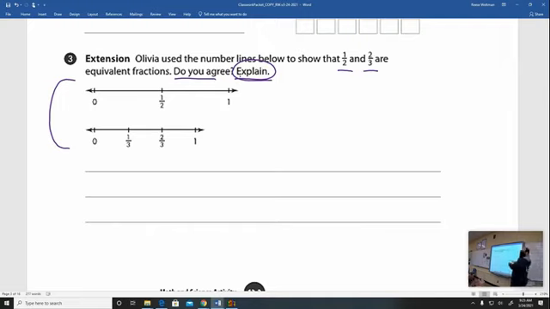You're going to write at least 1 sentence explaining why you agree or don't agree with what Olivia says. Okay? And you're going to tell me why. You need to tell me why. You're not just saying, yes, I agree, period. Well, why do you agree? I mean, think about if we argued everything that way.